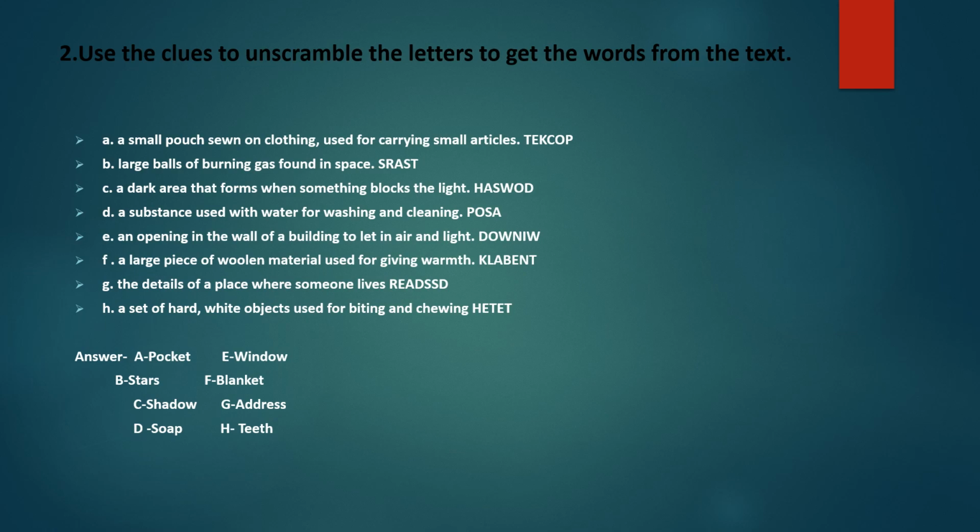In this exercise, jumbled letters are given here with a clue. And you have to unscramble the letters and get words from the text. A small pouch sewn on clothing used for carrying small articles. So this is pocket. B. Large balls of burning gas found in space. This is stars. C. A dark area that forms when something blocks the light. This is shadow.